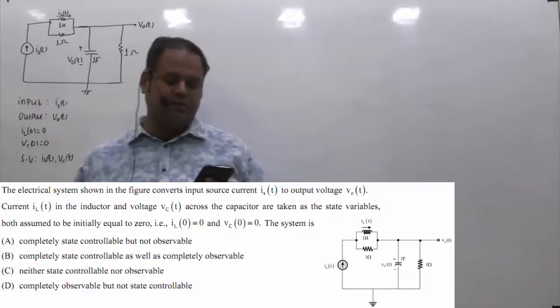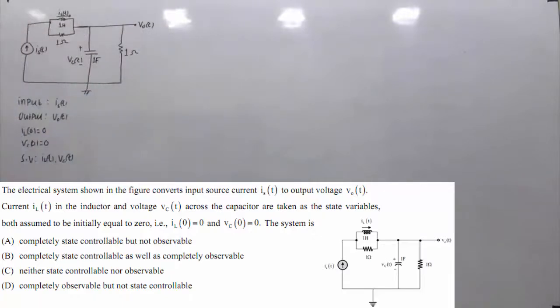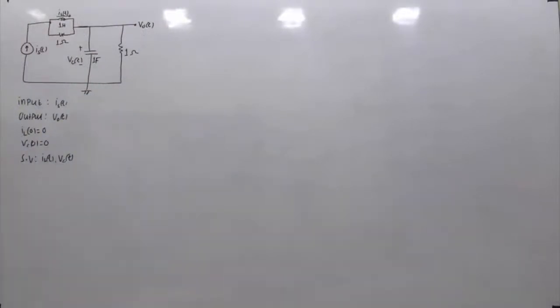Completely state controllable but not observable. If you see all the options, they're asking us regarding the observability and controllability. So the summary of the question is, we have one input called IS(t), we have one output called V0(t), and the initial current of the inductor is given as 0 amperes, initial voltage of the capacitor is 0, and the state variables in this representation are the inductor current IL(t) and capacitor voltage VC(t). And we are supposed to find the controllability and observability.